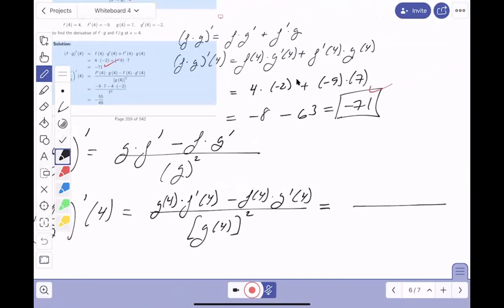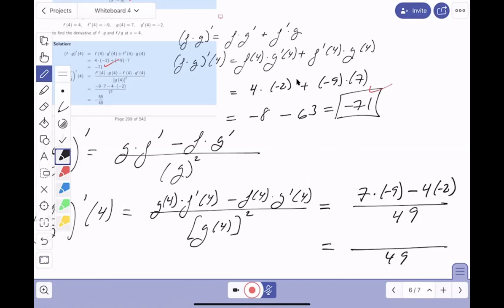All right. And what's g of 4? It's 7. What's 7 squared? I'm doing the bottom, by the way. It's 49. All right. What's g of 4? It's 7. I'm just looking at my notes, by the way. What's f prime of 4? It's minus 9. Minus, well, what's f of 4? It's 4. And what's g prime of 4? It's minus 2.